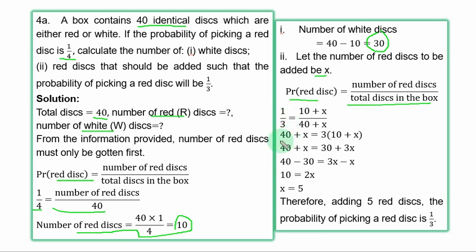If you cross multiply, you have this result. If you expand the right hand side, you have this result. If you collect like terms, you have this result. When you subtract, you have 10 equal to 2S. Divide both sides by 2, S is equal to 5. Therefore, adding 5 red discs, the probability of picking a red disc is 1 over 3.